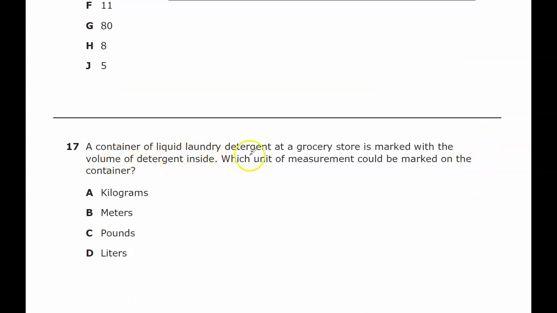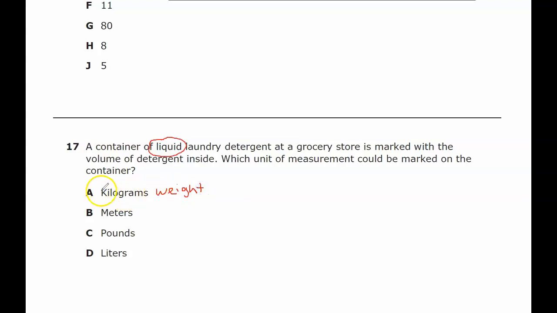A container of liquid laundry detergent at a grocery store is marked with the volume of detergent inside. Which unit of measurement could be marked on the container? Okay, so we have a liquid laundry detergent. So anytime we have liquid, guys, it's going to be something that's measured by liquid. So kilograms is a weight measurement. Okay, we're not measuring weight, we're measuring the amount of liquid.